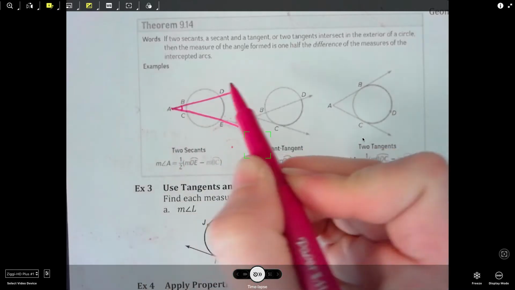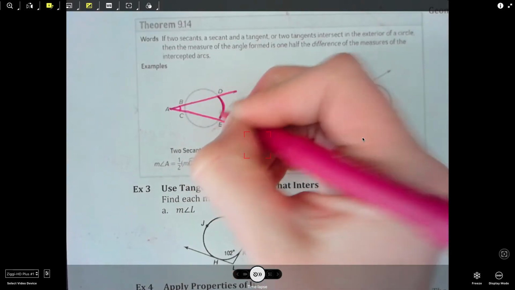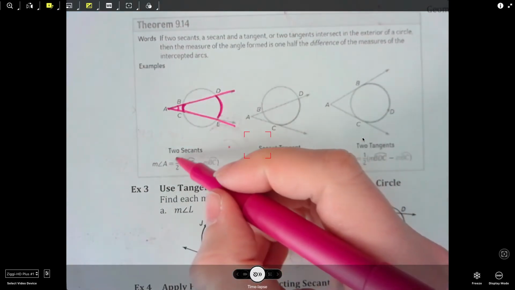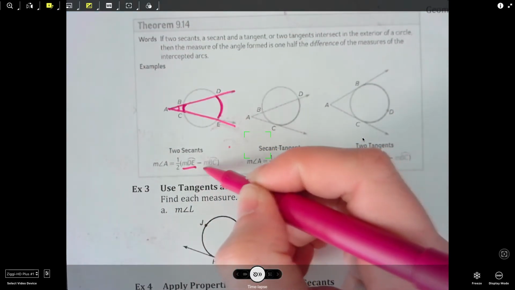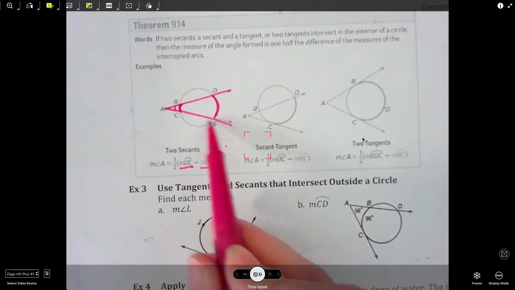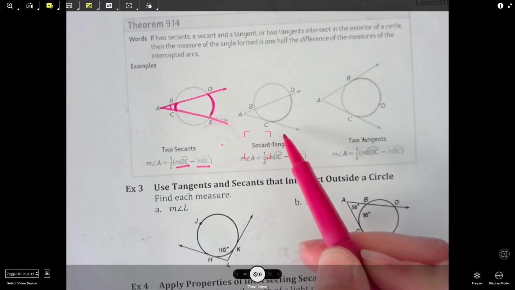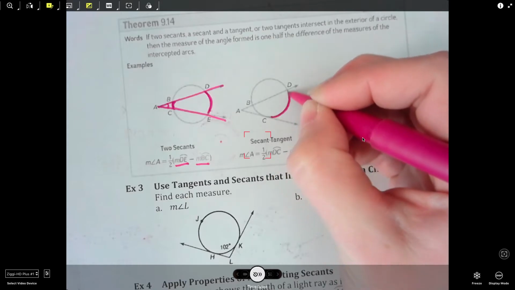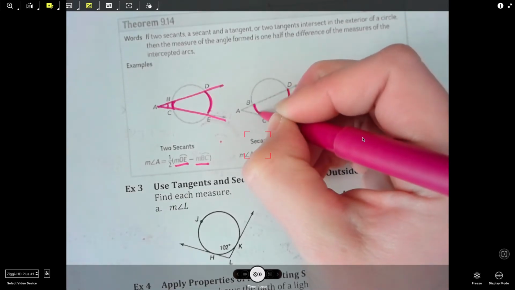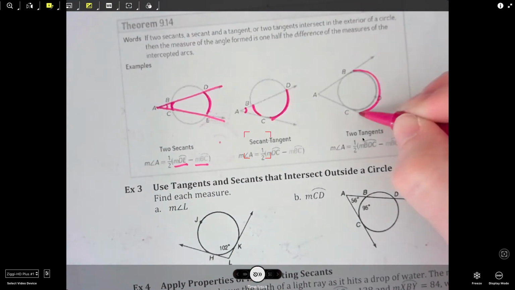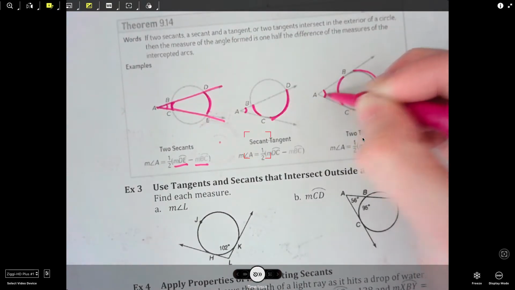Okay, in this one, when it's outside of the circle, I'm going to take this arc and subtract the measure of this arc and divide that by 2. So it's 1/2 of the large arc minus the small arc. Okay, and that's true whether you have this scenario happening or something like this happening or something like this happening. All of them are going to be the same. You're going to take the large arc, subtract the small arc, and divide by 2 to get this angle.